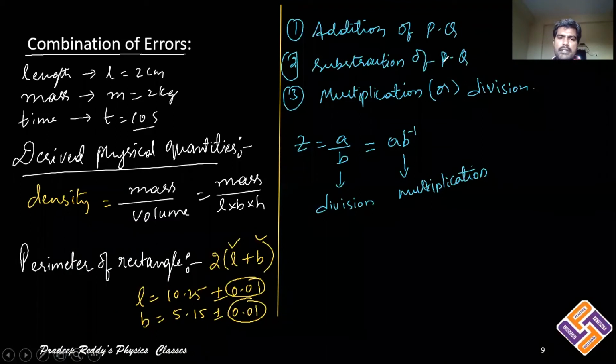Subtraction of physical quantities is one combination. Addition of physical quantities is another combination. So whenever you are dealing with derived physical quantities, you can combine the errors, and those error combinations can be addition, subtraction or multiplication. In case of the perimeter of a rectangle, we have two physical quantities and you are adding them, therefore you go with addition of errors. Similarly, if you are dealing with density, you are dividing mass by volume. Therefore, you go with multiplication or division of the errors.